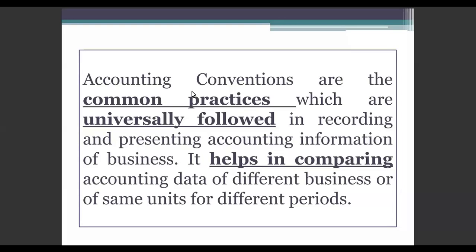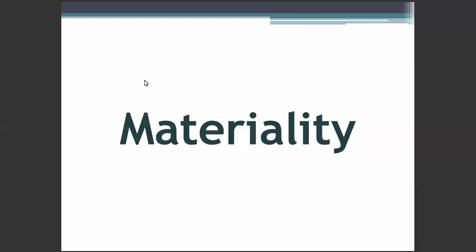So universal rules to follow for a particular act are accounting conventions, whereas the particular instructions, formats, or methods to be observed are accounting concepts. The first accounting convention talks about materiality.